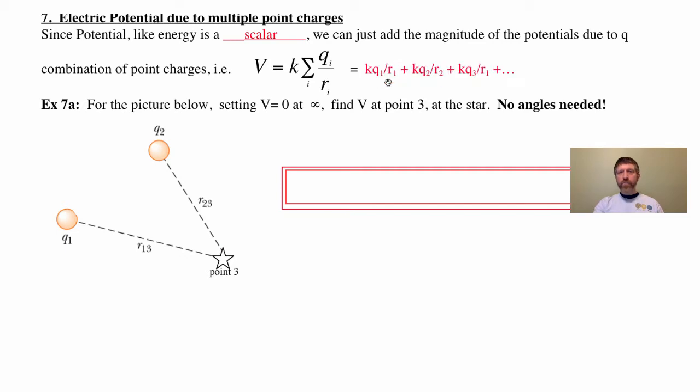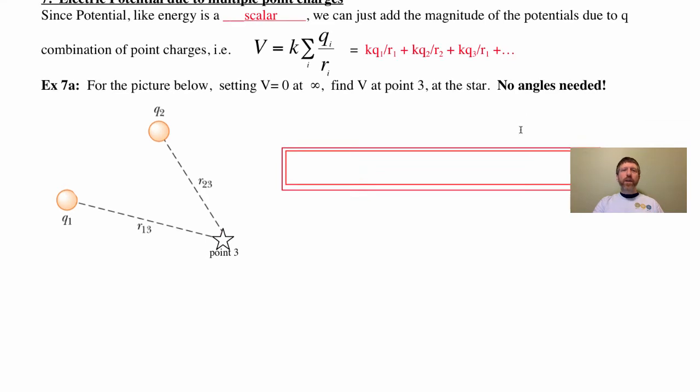So for example, for 3 charges that are causing a potential at some spot, it's kQ1 over r1. Here's Q1, here's r1 to that point, plus kQ2 over r2, here's Q2, and here's the r2 to that point. And if there are other charges, you'd add more terms. So let's take a look at this example right here.